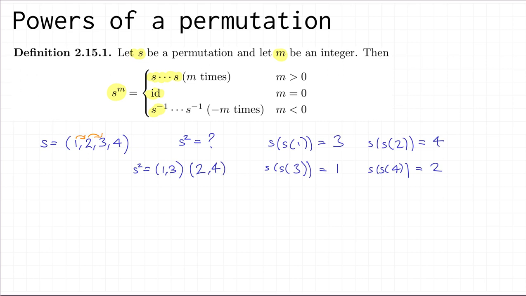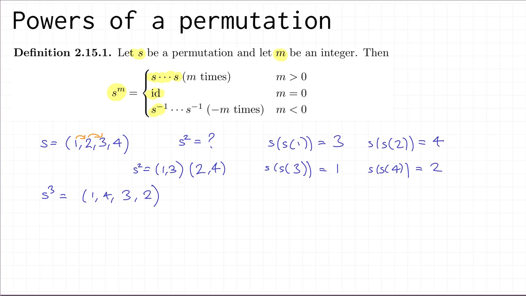Okay, let's do another one. So let's work out s cubed. So if you look at s cubed, well, let's think what would happen. So we'll start off with 1. If I do s 3 times, then 1 goes all the way to 4. If I do s 3 times to 4, well, if we do it once, we get to 1. If we do it twice, we go to 2. 3 times, we go to 3. And s cubed of 3 would be 2, and then we'd be back to 1 again. So s cubed is actually another 4 cycle. It's the 4 cycle (1 4 3 2).